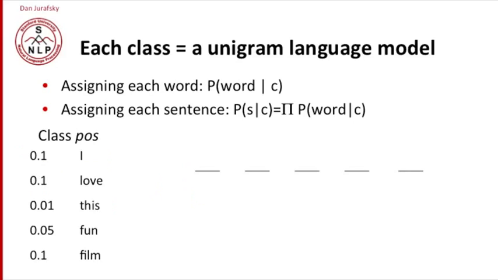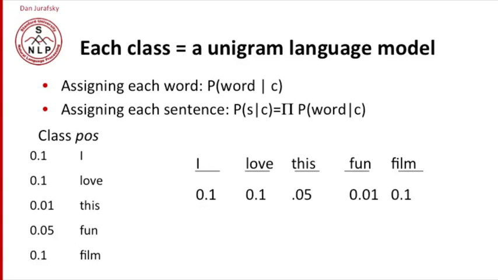Well, we can think of that exactly as a language model. We have a sequence of words. I generate some words: I love this fun film. And naive Bayes is assigning that sequence of words a set of probabilities, one for each word from the class, 0.1, 0.1, 0.05, and so on, so that if we multiply all these together, we can get a probability of the sentence. So in naive Bayes, each class is just a unigram language model conditioned on the class.